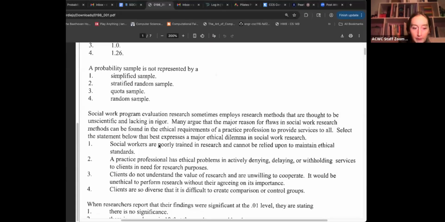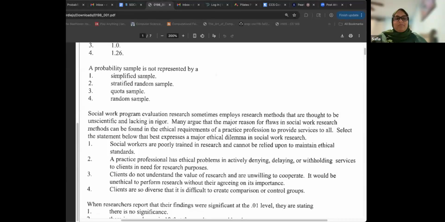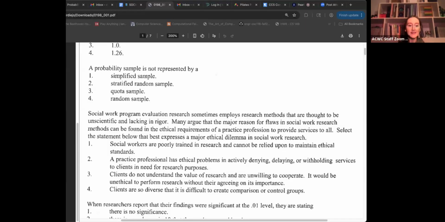Like clients, it is possible for sure that clients may not understand the value and they may not be cooperating, right? That's for sure. But the one that truly makes it where that could not be the answer is the second sentence. It is not unethical to perform research without people agreeing with you on its importance, right? Like that's not unethical. Oh, right, that's different. Right, exactly. So knowing that, which one do you think you would pick? Number 2. Absolutely. Nice work.